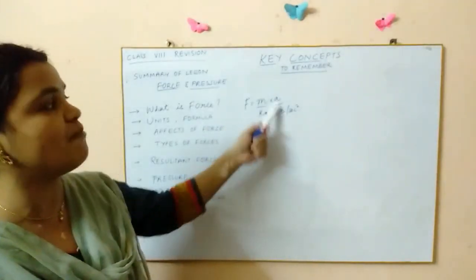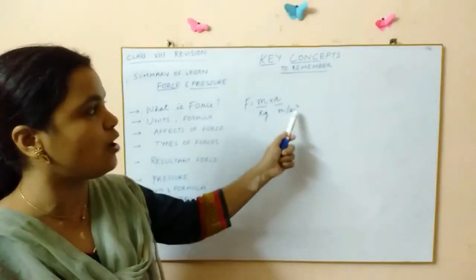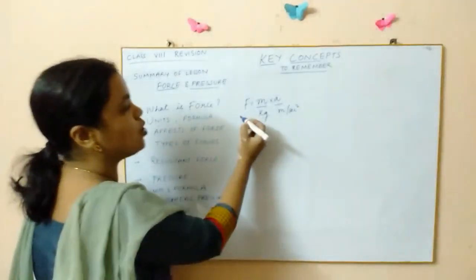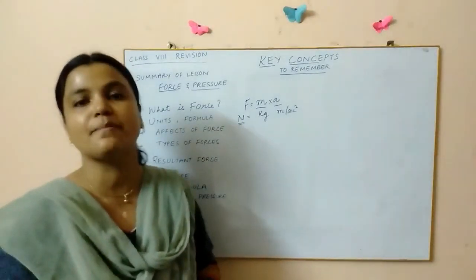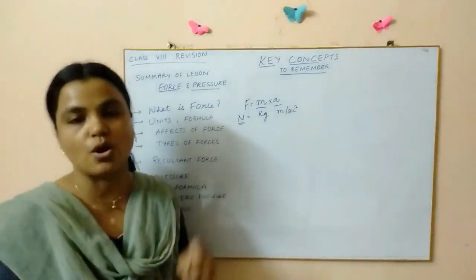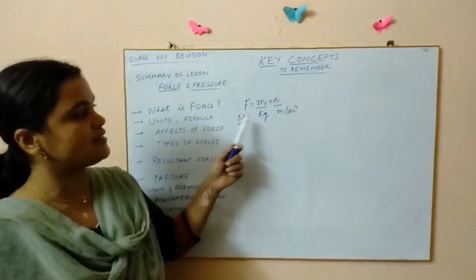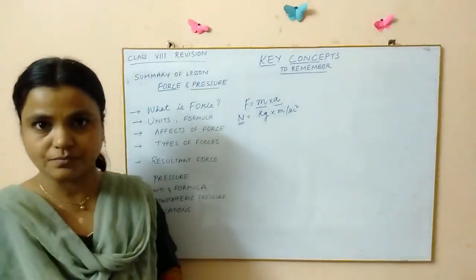If a body of mass 1 kilogram is moving with an acceleration of 1 meter per second square, then it exerts a force equal to 1 Newton, which happens to be the SI unit of force, children. Okay. So what is N? Newton is nothing but kg into meters per second square.